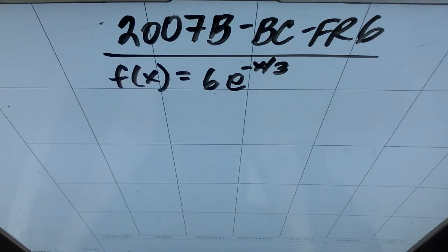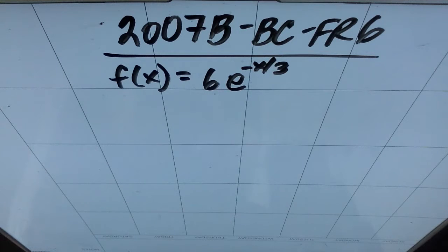We're at AP Review. This is 2007 Form B, BC for response number 6. Let f be the function given by f of x equals 6 e to the negative x over 3 for all x. Part A, find the first four non-zero terms and the general term for the Taylor series of f about x equals 0.